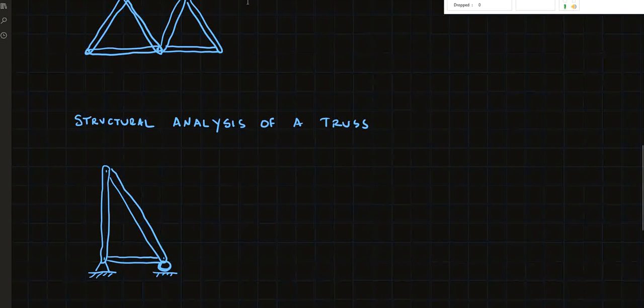Okay, let's look at how we would structurally analyze a truss. So say we have a truss like this, and this truss here has 3 pin members, and it is simply supported, meaning that we have a pin here at A, resulting in reactions AX and AY, and we have a roller here, statically determinate, simply supported.